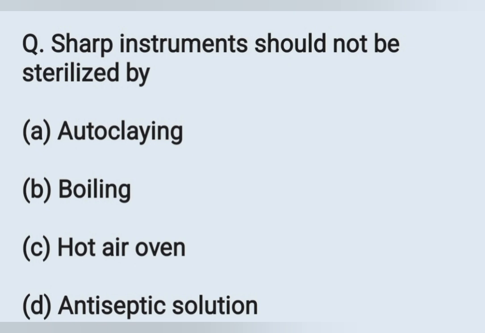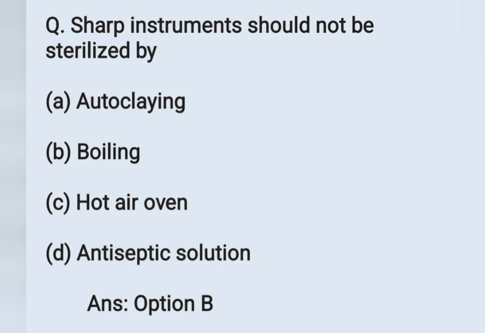Sharp instrument should not be sterilized by? Options. Option A, autoclaving. Option B, boiling. Option C, hot air oven. Option D, antiseptic solution. And the correct answer is, it is by boiling. Option B is the correct answer. We will not sterilize the sharp instrument by boiling because the instrument will blunt.